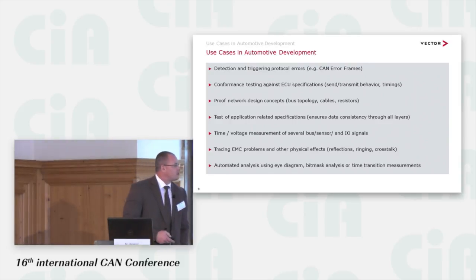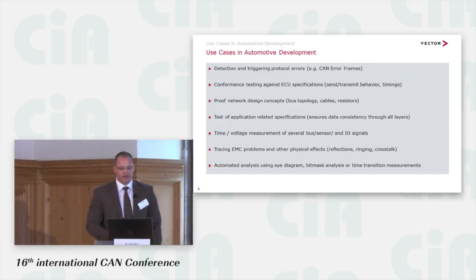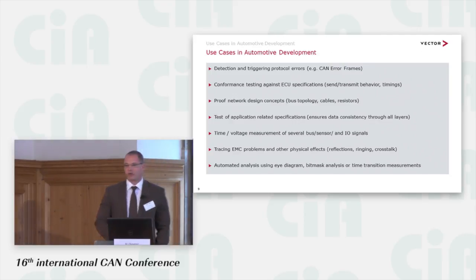What's also important is to have an observer for EMC problems. For example, you have EMC problems if you have inductive devices in your network and you get effects like reflections, ringing, or crosstalk.